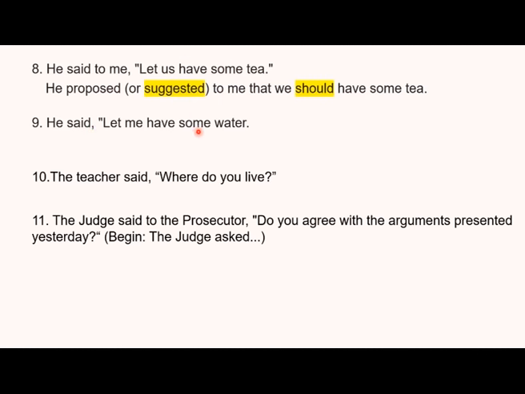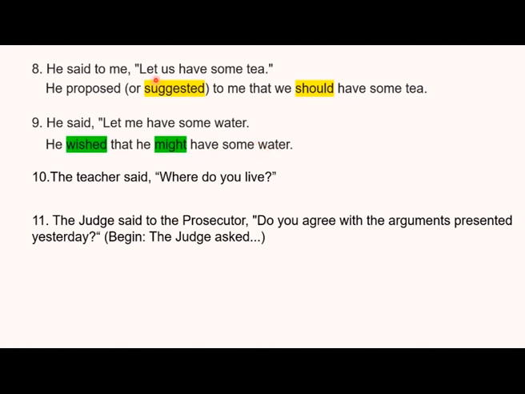He said, let me have some water. There should be inverted commas here. This is not a suggestion. He's not proposing that he should have some water. He's saying, I want water. I need water. In that case, remember, you need to use might in your answer. He wished that he might have some water.